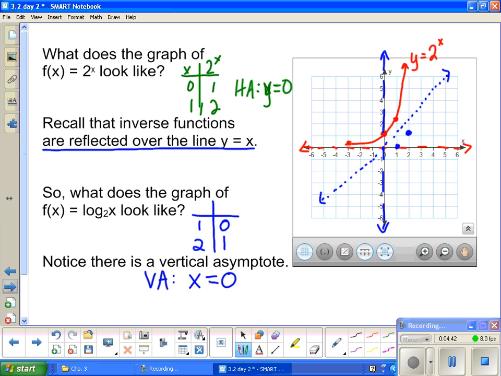And so my function is a reflection over the line y equal x. Okay, so that's what it's going to look like. They're going to have vertical asymptotes, and it's going to generally be on the other side and not reflective. Generally, it can be.